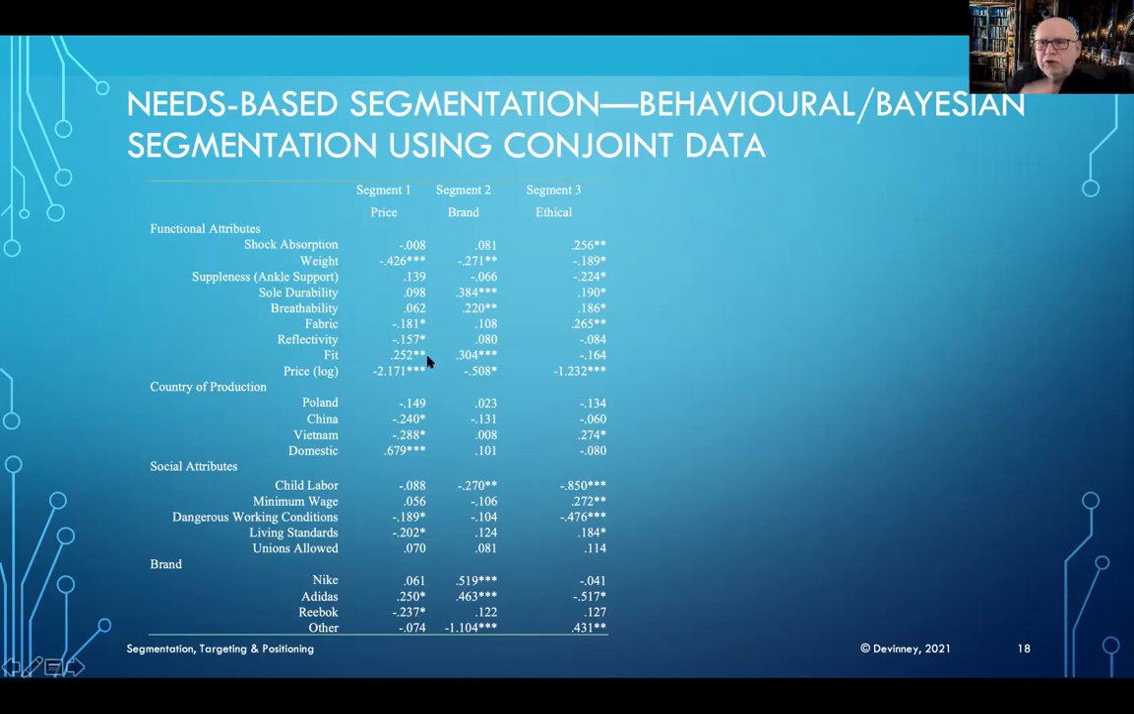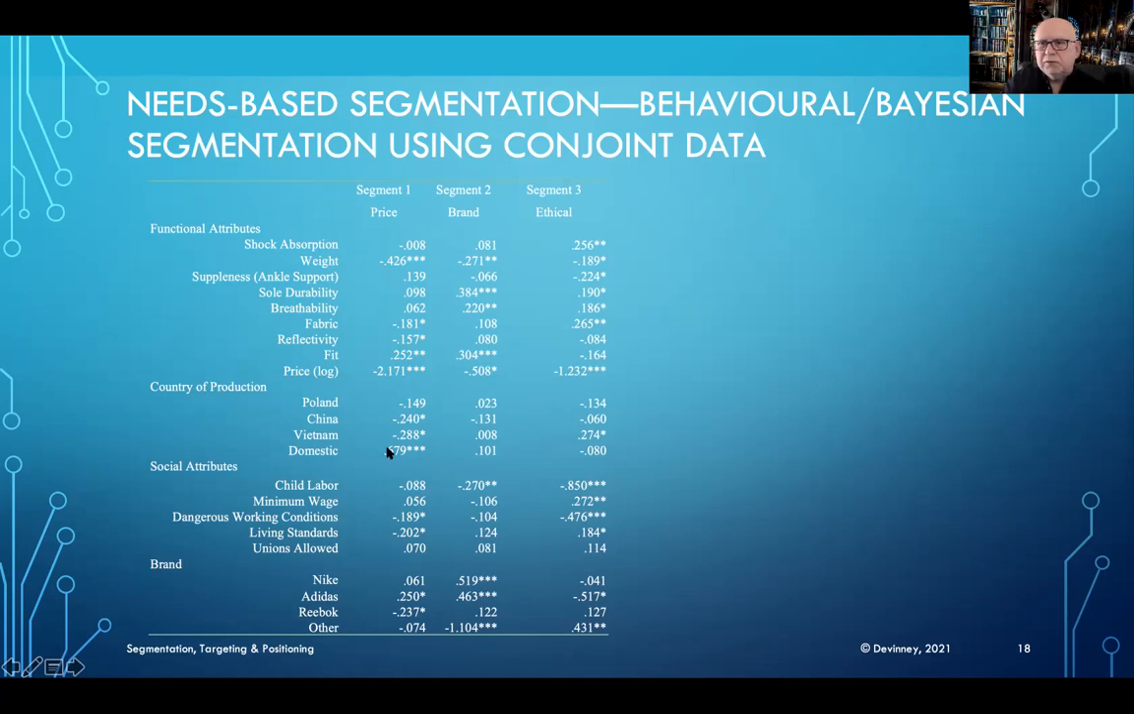Right? But these are characteristics of those general groups. So if you're in segment one, you're very, very, very price sensitive. You care about fit, you care about reflectivity, you care about fabric, you care about, you don't care about any of these things here, you care about price.